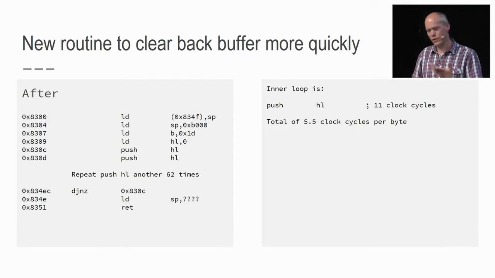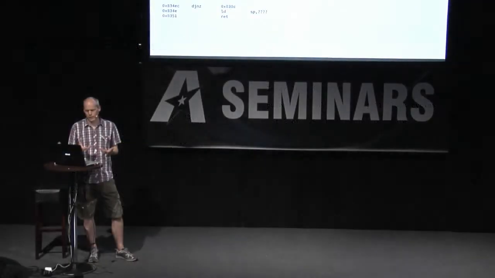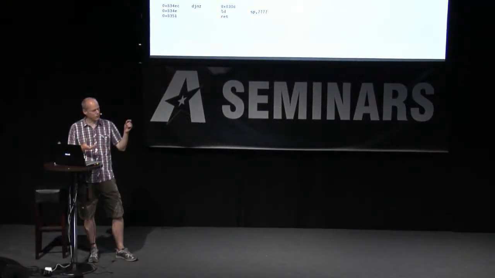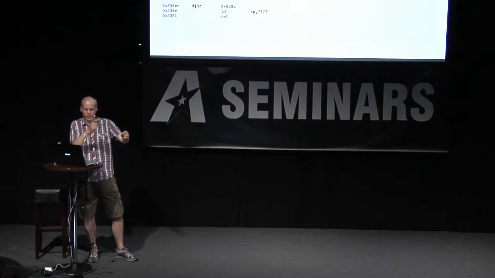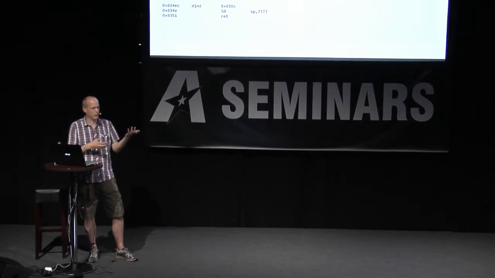So we can kind of abuse this, and the technique here for clearing a buffer is we point the stack to the end of the buffer, and then we push 0 onto the stack. And each time we push 0, we're copying 2 bytes over the back buffer. So we do that a couple of thousand times, and it's twice as quick as the manual version. And actually, this routine works out to be smaller and faster, so it's a win.